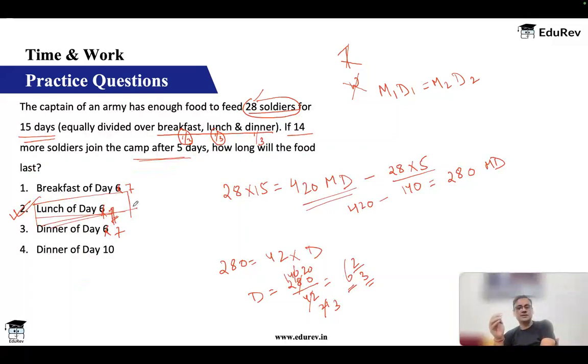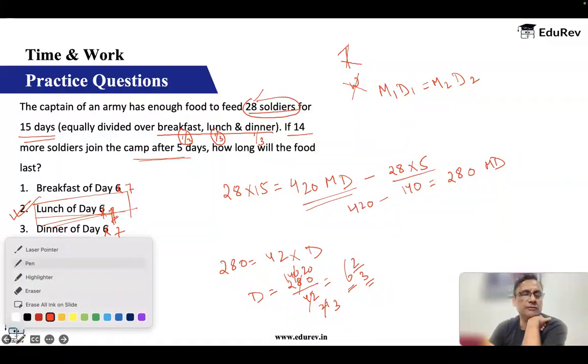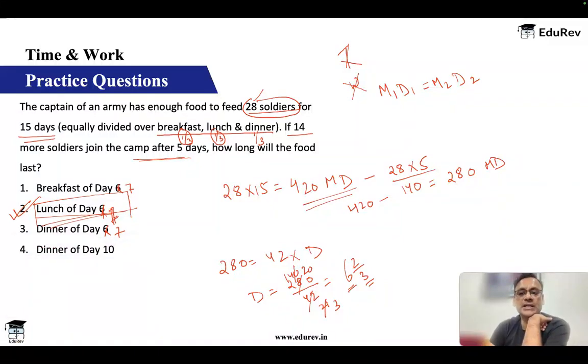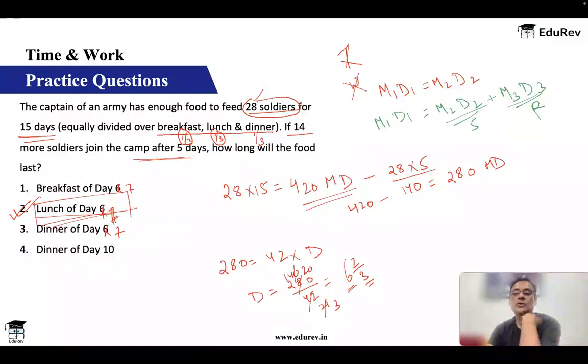And in man hours, you can see that we could not apply M1 D1 directly. But if you want to solve it through the M1 D1 approach, I'll tell you how we'll do that. It will have to differ slightly. So my initial M1 D1 is equal to M2 D2 plus M3 D3, because this is the first 5 days and this is the remaining days. Days have been broken into 2 parts.